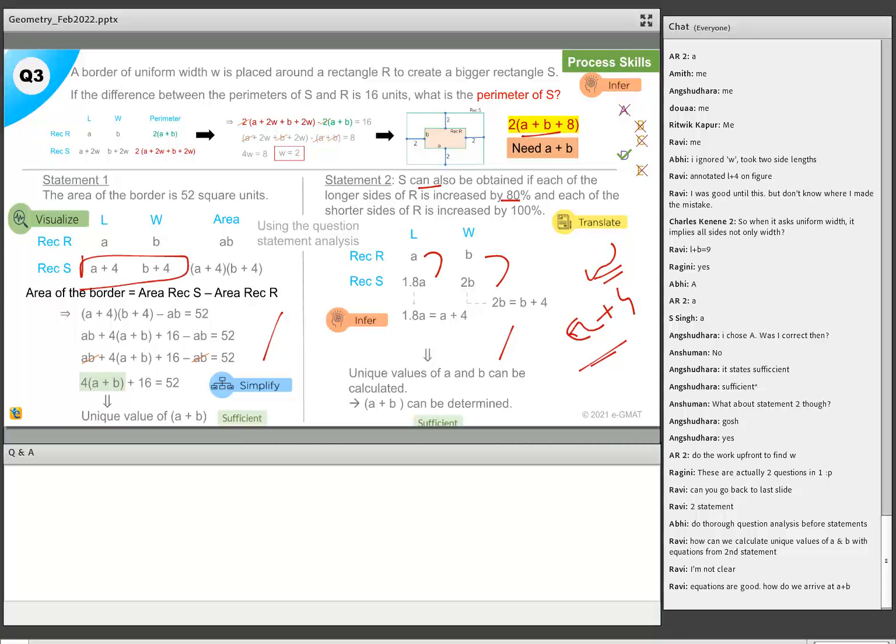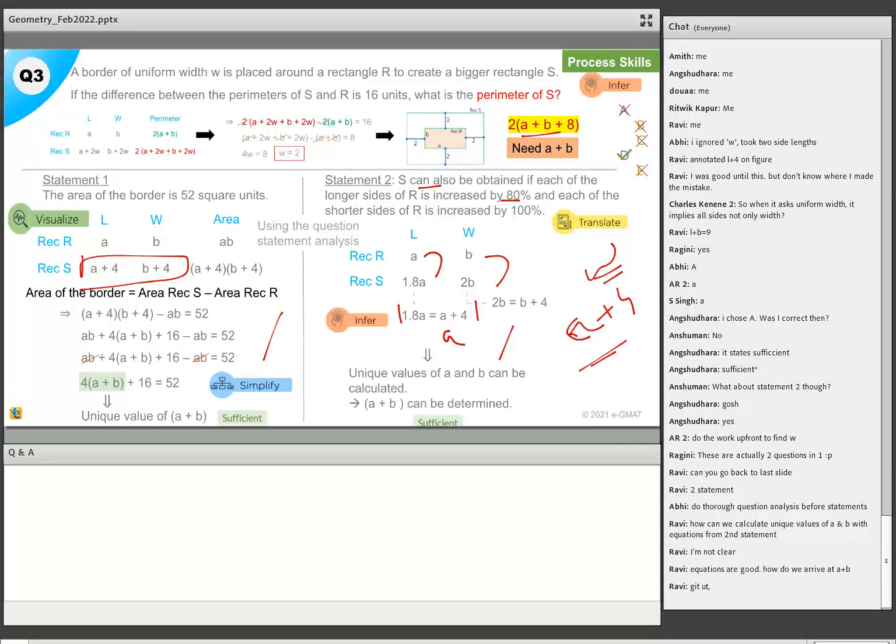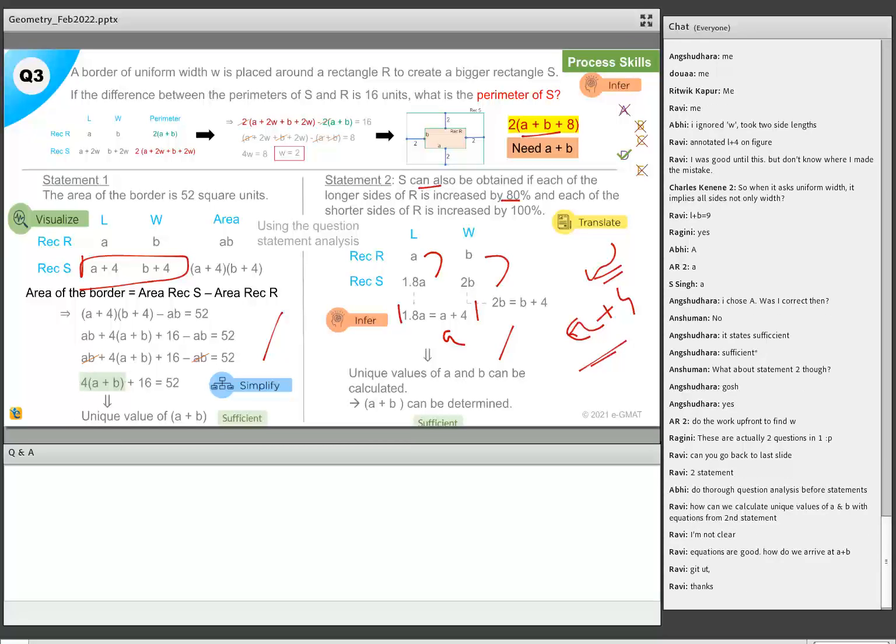So think about it. If 1.8A equal to A plus 4, can you not calculate A based on this? Essentially, this will give you 0.8A equal to 4. Therefore, A equal to 4 by 0.8. Likewise, the other equation is 2B equal to B plus 4. You can calculate B. You know A, you know B. Calculate A plus B. Addition. Exactly, now you got it.